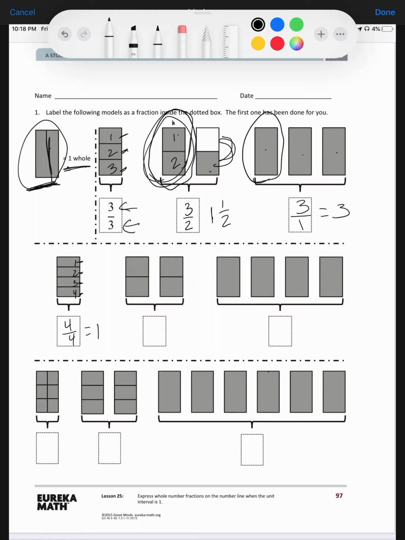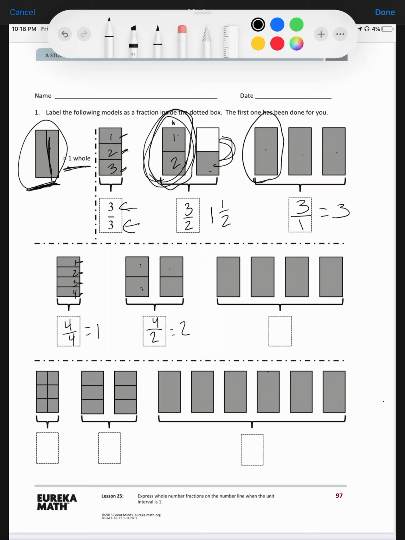Next one. How many pieces are in one whole? That's going to be our denominator. 1, 2. That's our denominator. How many pieces are shaded? 1, 2, 3, 4. 4 out of 2 pieces are shaded, which is also how many total are shaded? That would be 2 whole pieces.